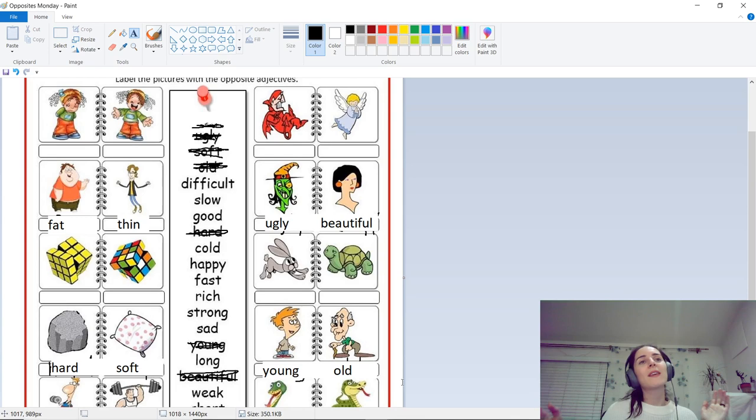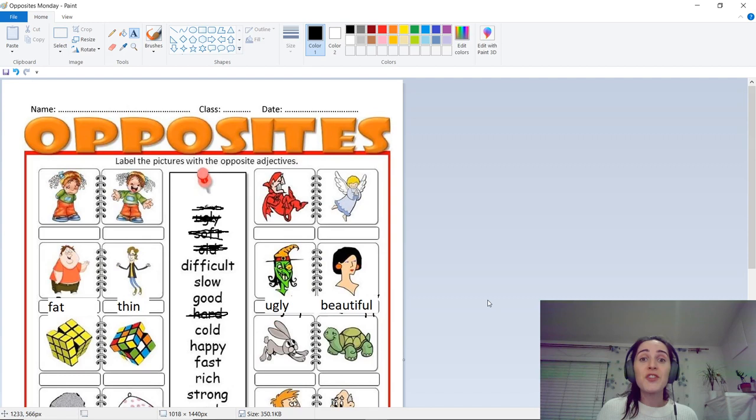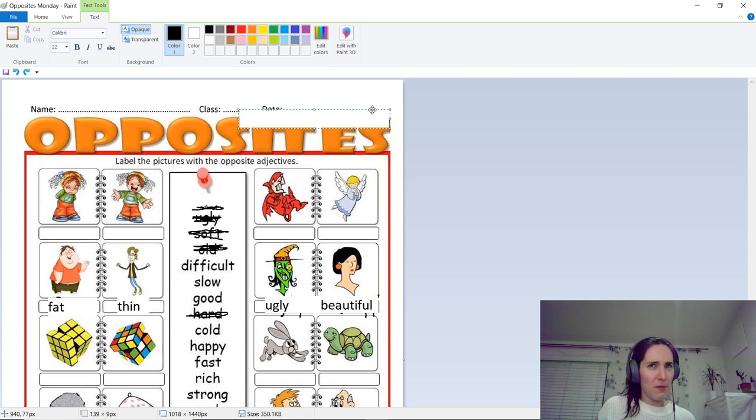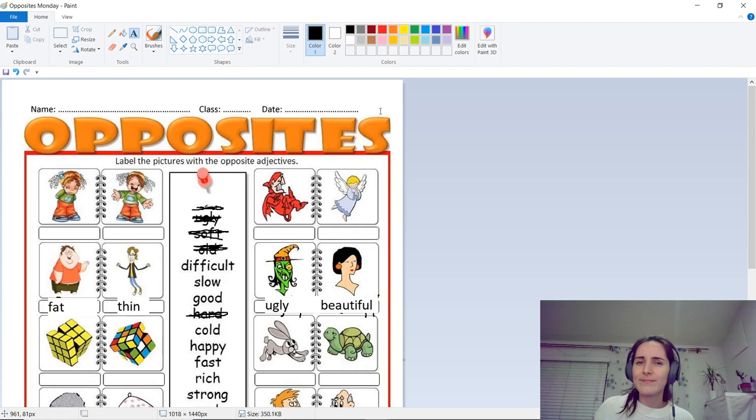Yesterday, we started on this worksheet with our opposites. Do you remember what an opposite is? Opposites, like big and small. Things that are very, very different. Okay, so here, we started matching. Let's look to see what we did in class yesterday.